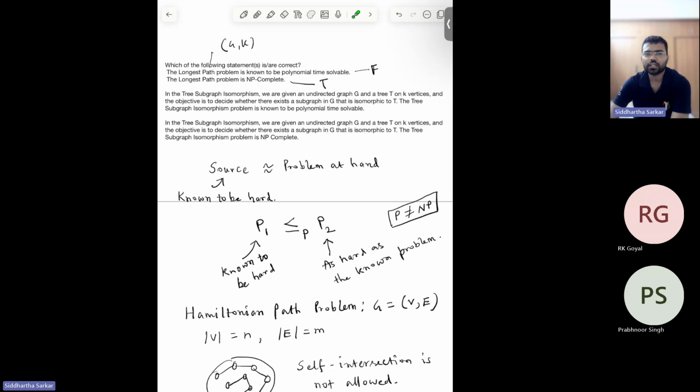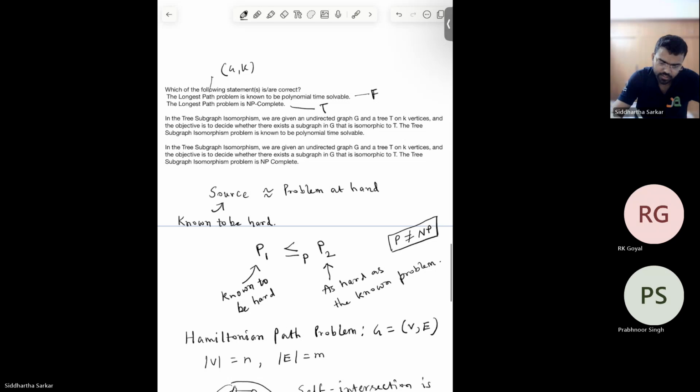I'll put it this way. Let us say, for the sake of contradiction, that there was a known polynomial time algorithm for the tree subgraph isomorphism problem. Let us say there exists an algorithm, we'll call it ALG, that can solve this tree subgraph isomorphism problem in polynomial time.